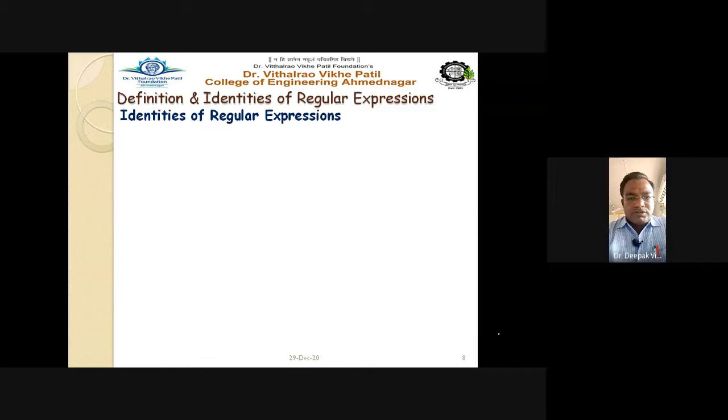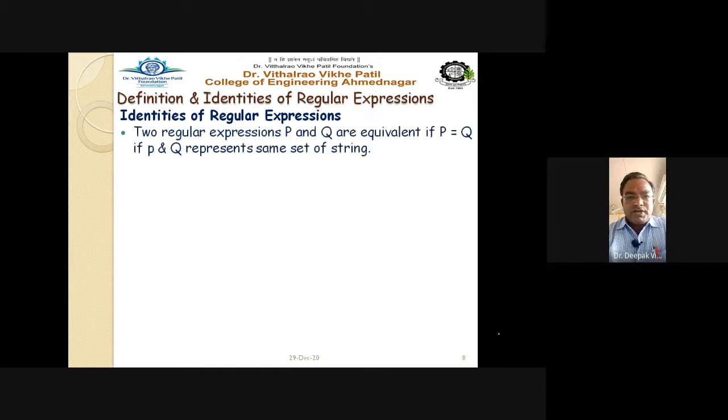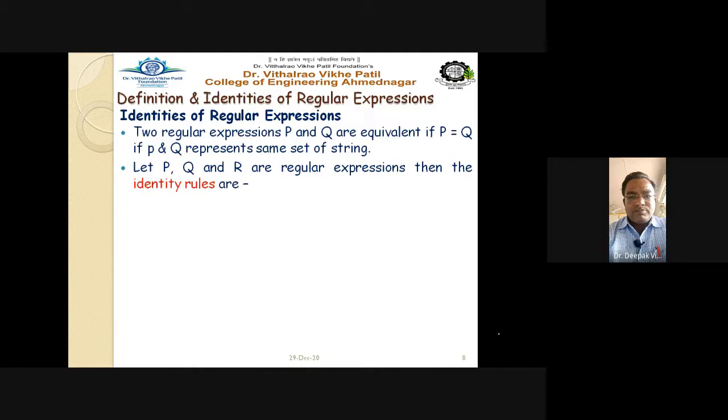Now, very important. All students, see it carefully. You have to remember it. You have to learn all the identities by heart, because until and unless you know the identities of regular expressions, you cannot solve the problems on regular expressions. So to solve regular expression problems, these identities must be understood by everyone, and they must be very clear to all of you, right?